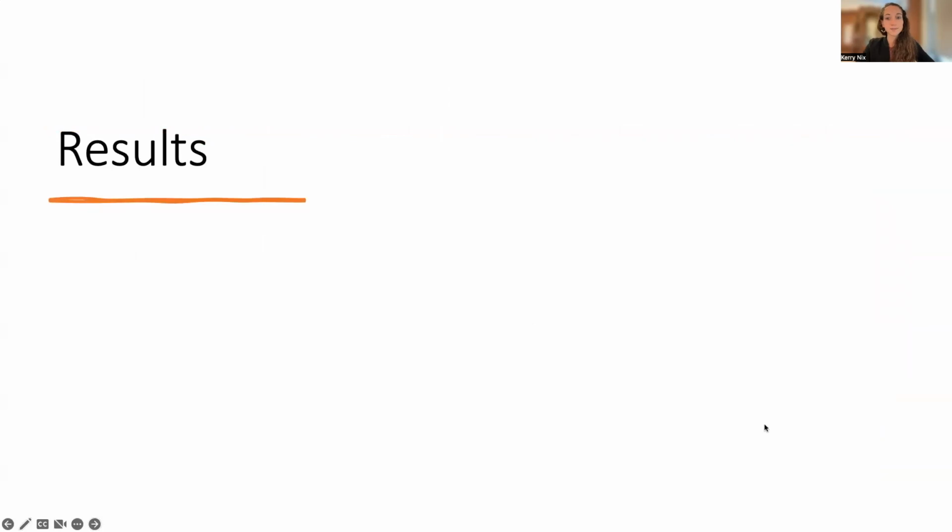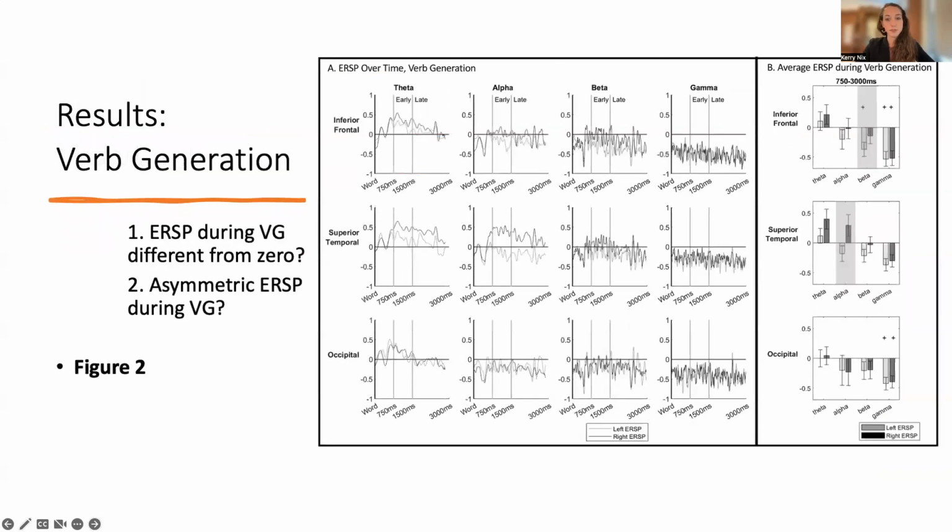Now, what are the results? Number 1: was the ERSP during verb generation and control tasks different from 0? That's looking for ERS or ERD, or changes from baseline.